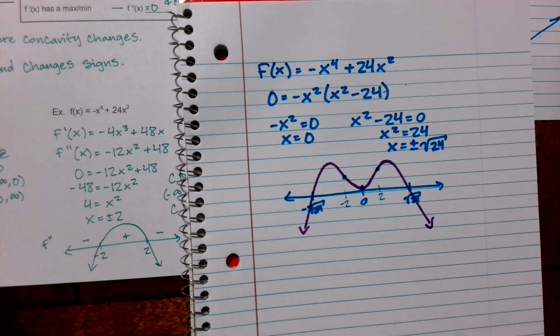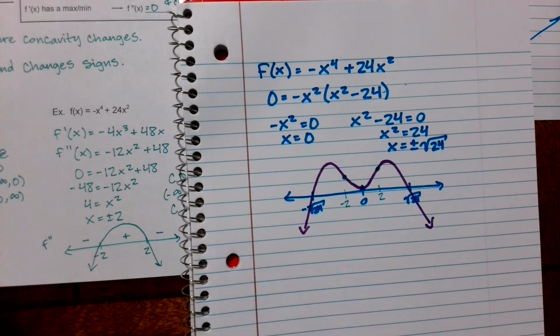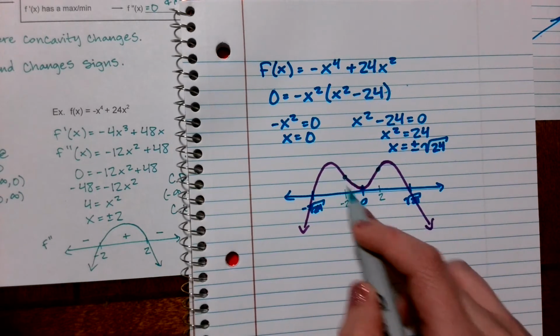So whenever we are trying to come up with the most accurate picture that we can for f, that lets us know, okay, that's where my tangent lines are going to go from being above to now they're below my function.